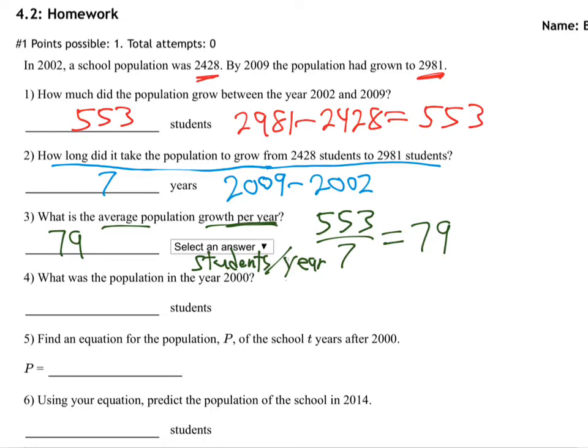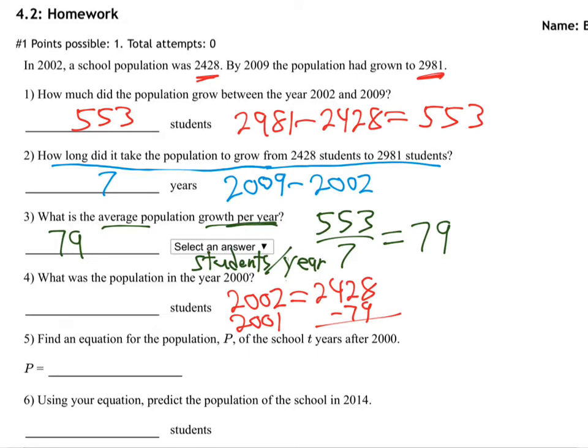What was the population in the year 2000? How do we figure that out? You take the number of students in 2002 and you subtract that 79 that you got per year. So in the year 2002, there were 2428 students, right? So if we back up 1 year to 2001, what would we need to do? Minus the 79, because remember, we're saying it was going up 79 every year.